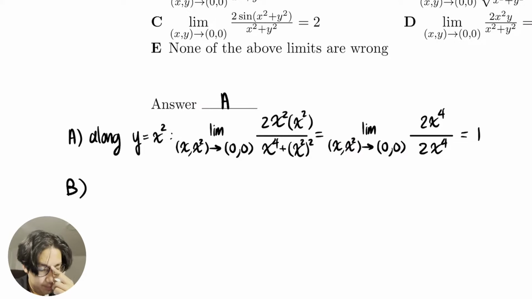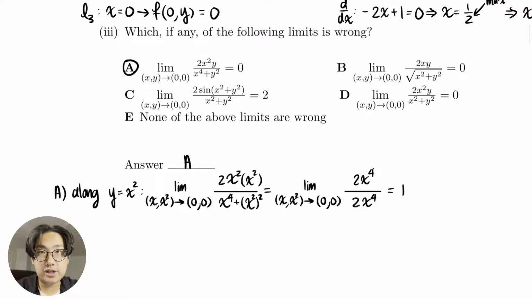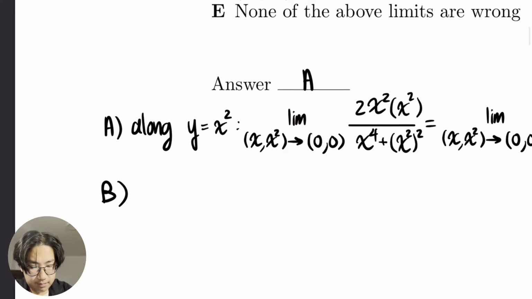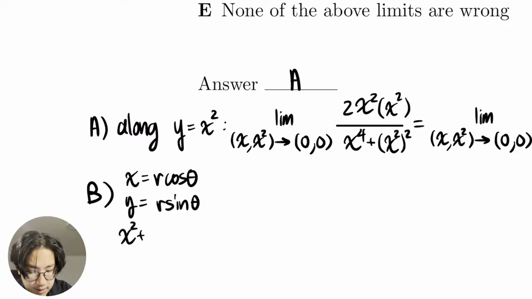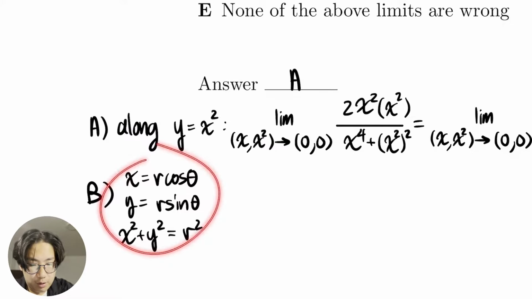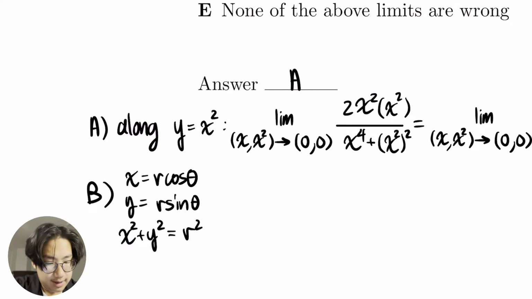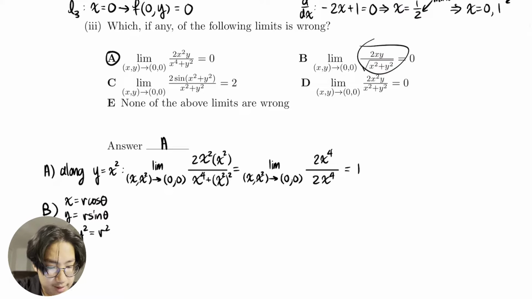Okay, for part B, you want to make use of polar coordinates. So we actually didn't really use polar coordinates too much for solving our own limits, but just know that it is indeed there. So we'll do it quickly here. So x is r cos theta, y is r sine theta, and x squared plus y squared is r squared. So just using these three identities, we can effectively transform this into a slightly easier limit that we can actually work with.